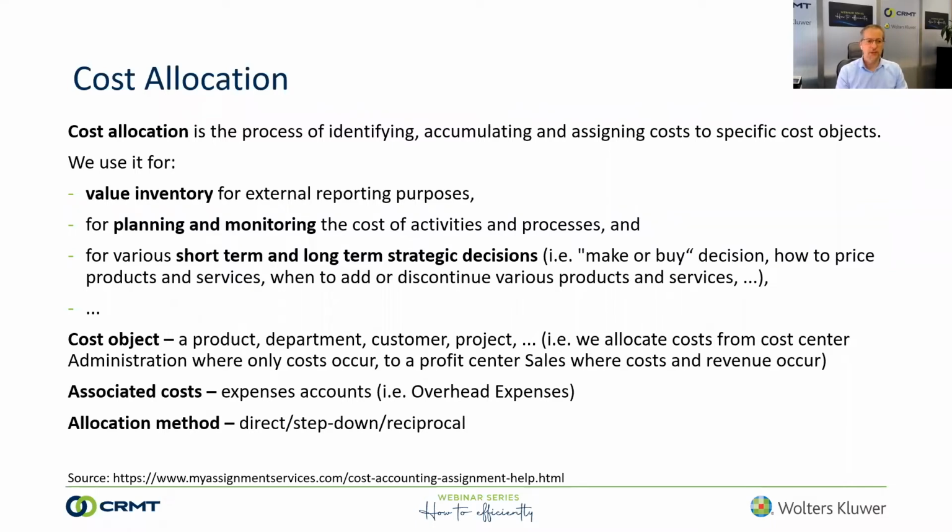We are also talking about associated costs. So these are the costs that we are moving around. So for example, expenses accounts. This is usually the case where we get those expenses. In this example, or as an example, all overhead expenses. And of course, we need to decide about the allocation method we are using. So we have the option of using 3 different allocation methods.